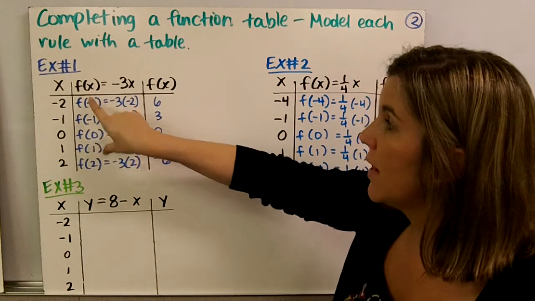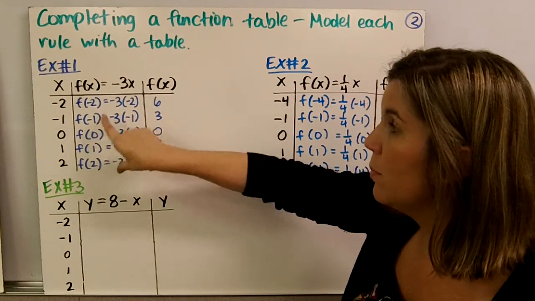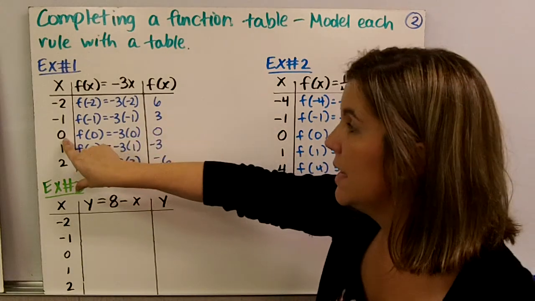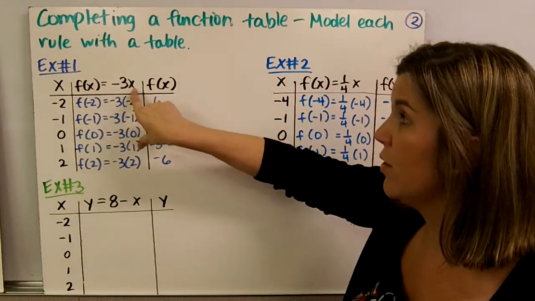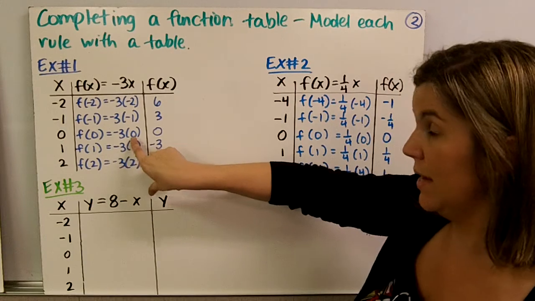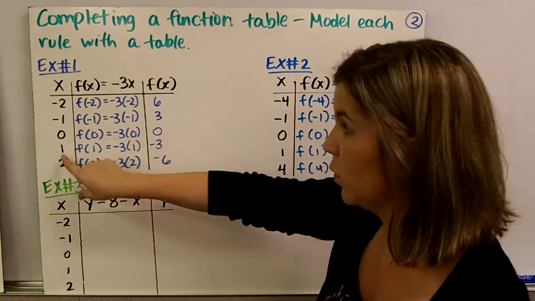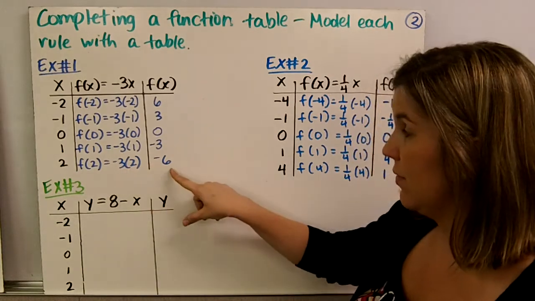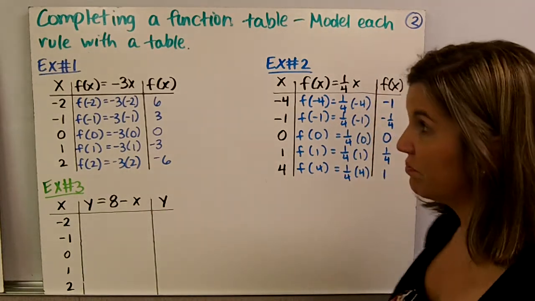-1, plug it in where x was. Take x out, put in -1. -3 times -1 is 3. 0, plug in 0 where x was. 0 times -3 is 0. 1 times -3 is -3, and 2 times -3 is -6.